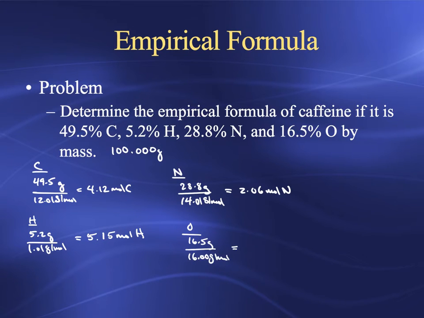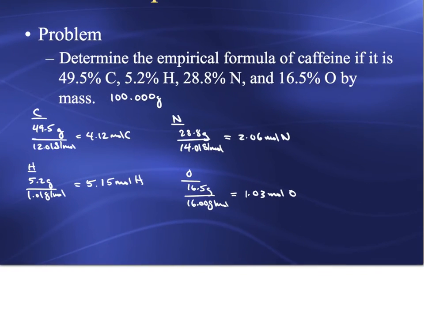mole. Okay, that's going to be close to 1. 16.5 divided by 16, we have 1.03 moles of oxygen. Okay, so we've got all these converted into numbers of moles. My next step is to divide by whichever one is the least present. Well, that is 1.03 moles of oxygen. So we're going to divide all these numbers by 1.03. Okay, and I'm going to do this, I'll shift this up. There we go.